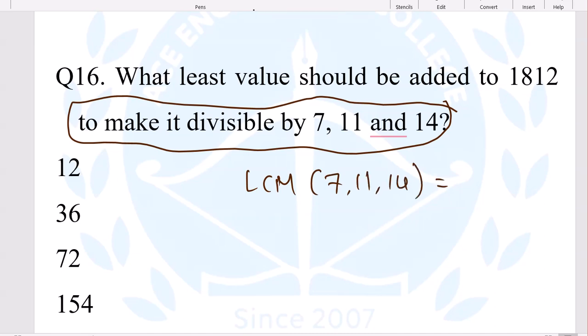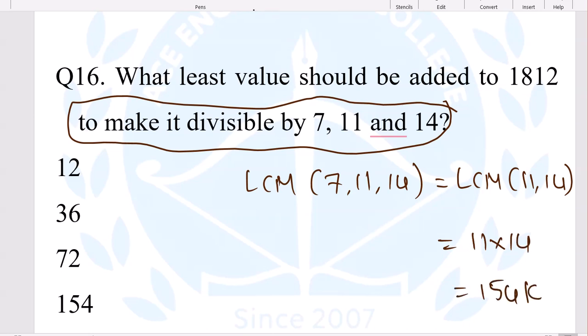Listen, 3 numbers, don't waste your time. 14 is a multiple of 7, right? 7 I can ignore. I can write this as nothing but LCM for 11 and 14. When there is 7 and 14, the LCM for 7 and 14 is 14, just like the LCM for 5 and 10 is 10. Okay, the other one is a multiple of the first one, so we can take the LCM for 11 and 14, which is nothing but 11 into 14, which is 154. Listen, your answer should be a 154 multiple.